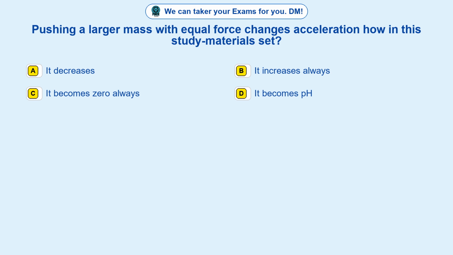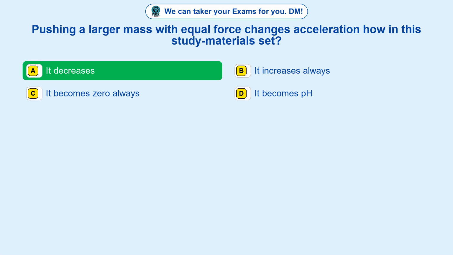Question 58. Pushing a larger mass with equal force changes acceleration how in this study material set? Option A, it decreases. Option B, it increases always. Option C, it becomes zero always. Option D, it becomes pH. The correct answer is option A, it decreases.